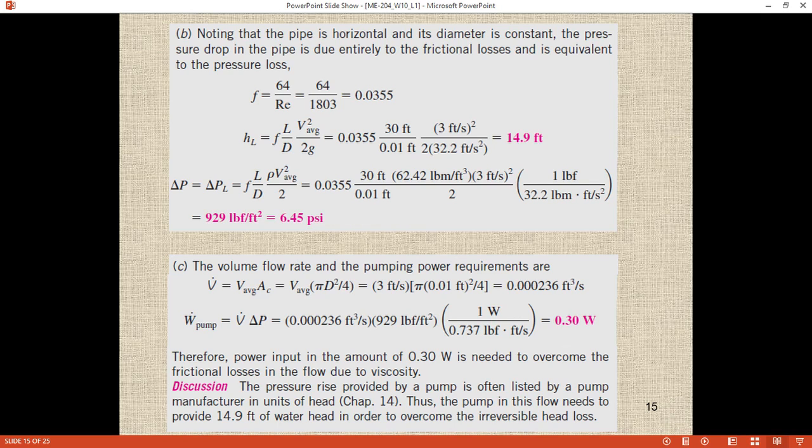So this is basically the practice problem for fully developed laminar flow. We will see in the next lecture how we determine the pressure drop and other parameters if the flow is fully turbulent.